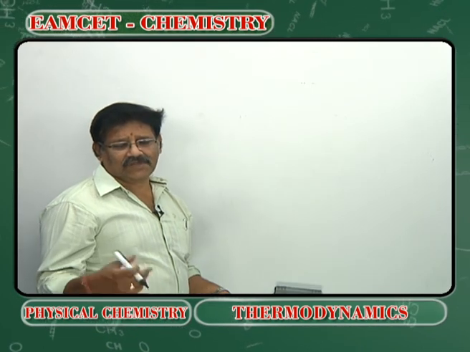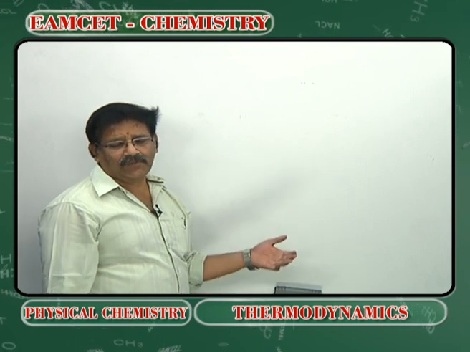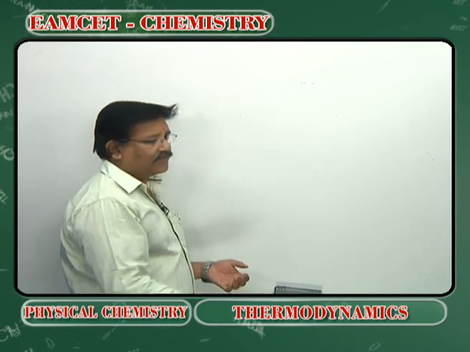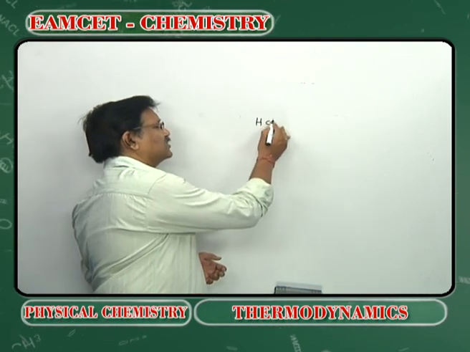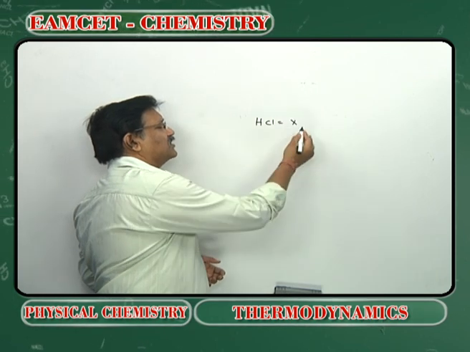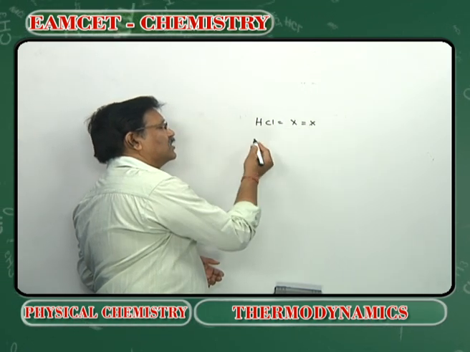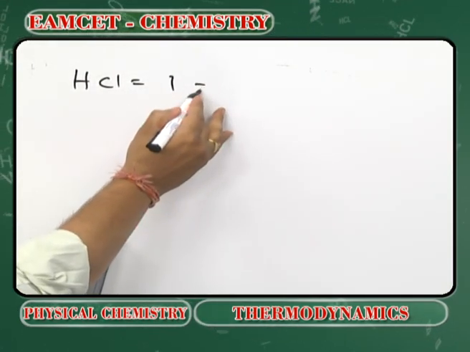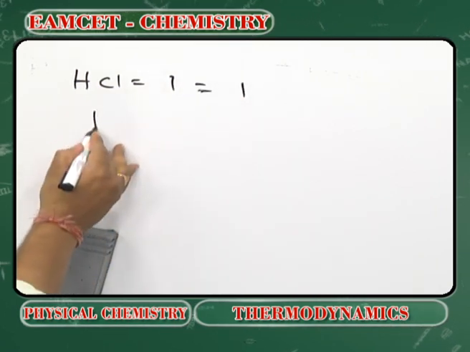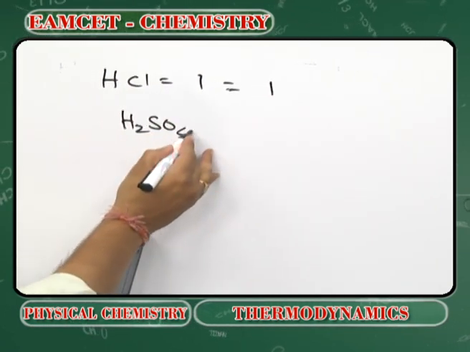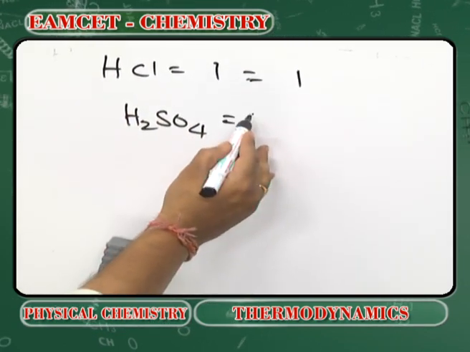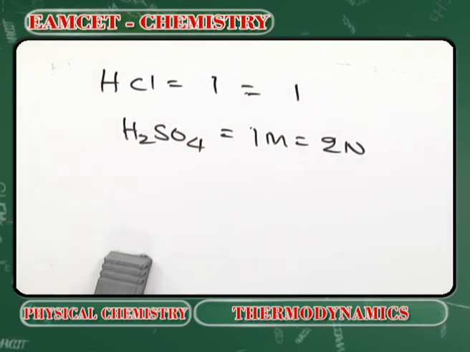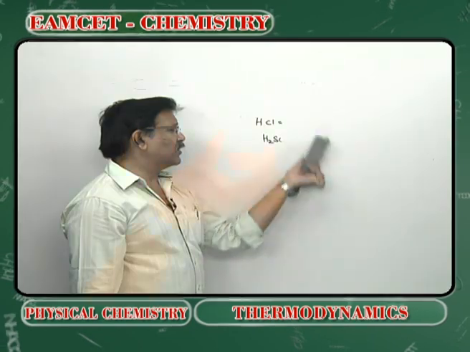Here equal volumes of equimolar HCl, their molarities are equal but their normalities are different. If the molarity of HCl is X, its normality is also X. If the molarity of HCl is 1, its normality will be equal to 1. But in case of H2SO4, if its molarity is equal to 1, its normality will be equal to 2. So, what is the point?